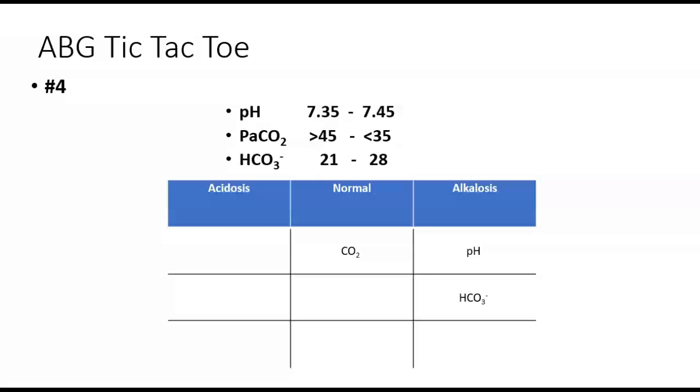And hopefully your tic-tac-toe looked like this. Your patient's pH was 7.5. That's greater than 7.45, so it's over here with alkalosis. Your patient's carbon dioxide was 40. Normal is 35 to 45. Carbon dioxide falls within that normal range. And the bicarbonate was 34. Normal 21 to 28. 34 is greater than 28, so it comes over here to alkalosis.